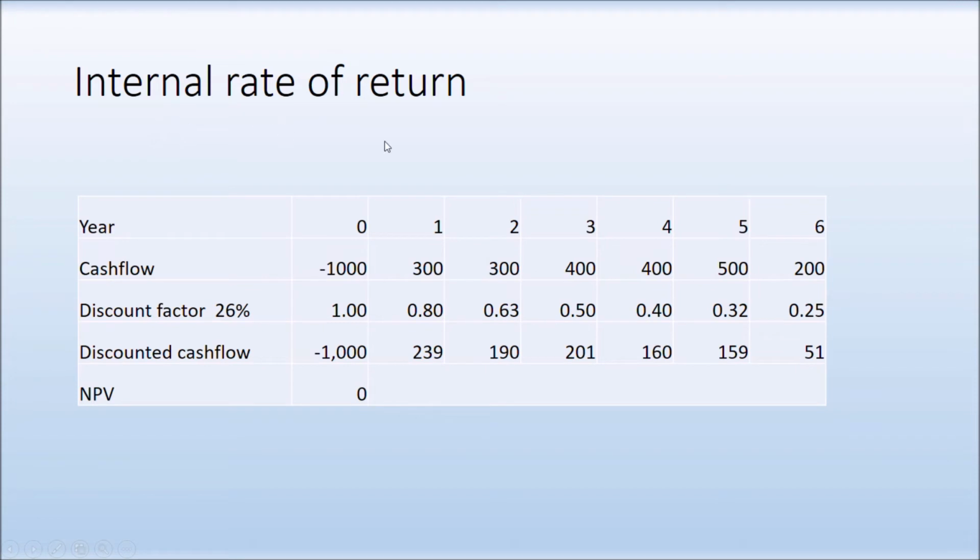So what's the internal rate of return? Well, let's take our numbers again in here. Instead, what we do is we adjust the discount factor to get to a point where the NPV is 0. So here it was 25.7%, to get all these discounted cash flows to add up to 0. You do that with a bit of trial and error to get the figure that's required. So the internal rate of return is where the NPV is 0.